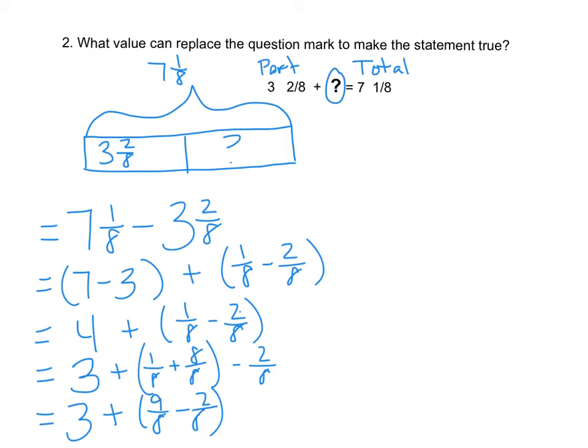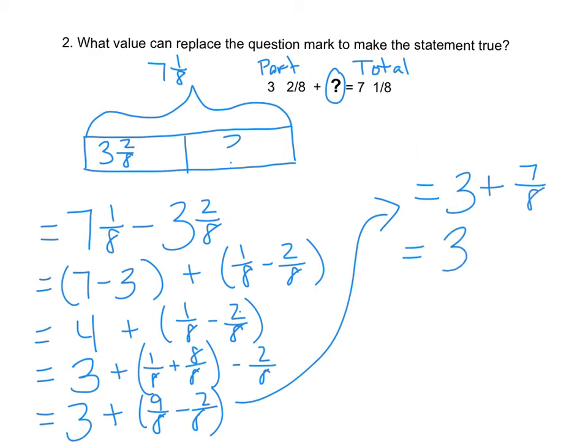And then I'm going to show my answer over here, which is equal to 3 plus 9 minus 2 is 7/8. So my final answer is 3 7/8. So my unknown, I'm going to fill in, is 3 7/8. So if I wanted, I could check it.